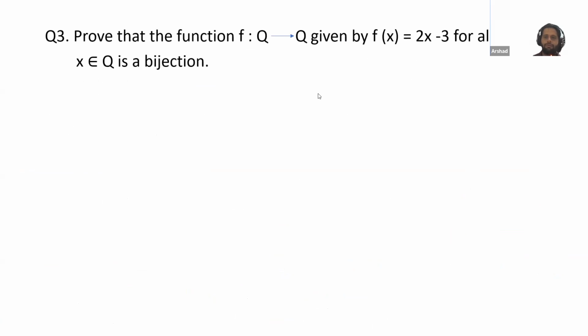Next, there's a very good question. What is Q in this case? Who can tell me? In this question, Q is given. What is Q? A rational number. Very good. Okay. Prove that this function is a bijection. So you already know the steps for bijection: one-one and onto. Please apply the steps. I will give you 3 minutes for this. Then I will solve this question.